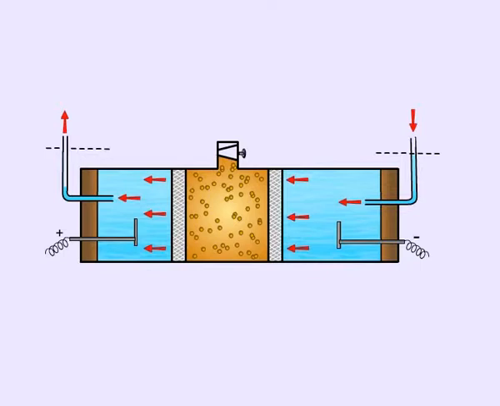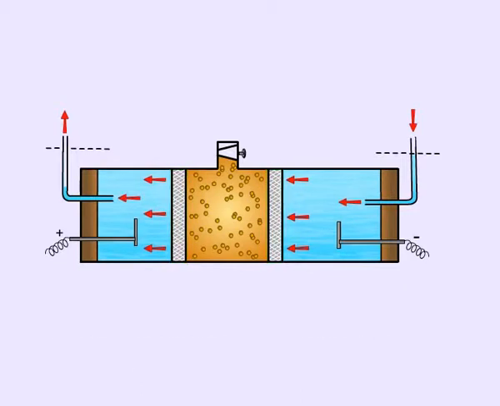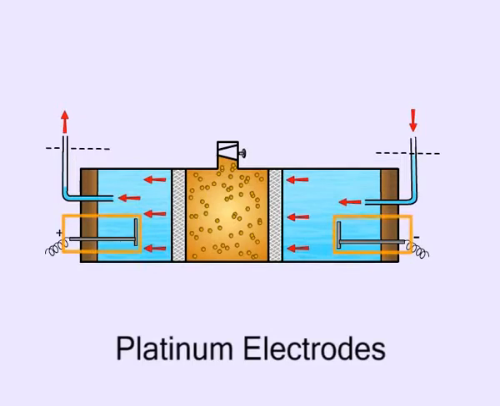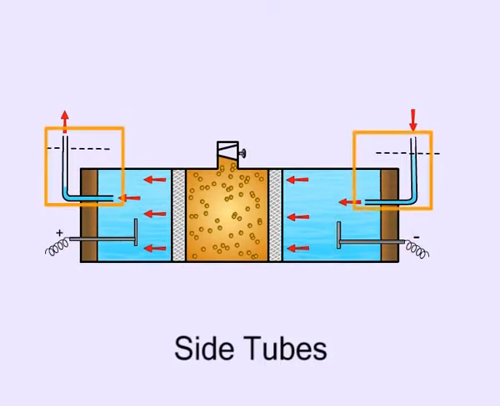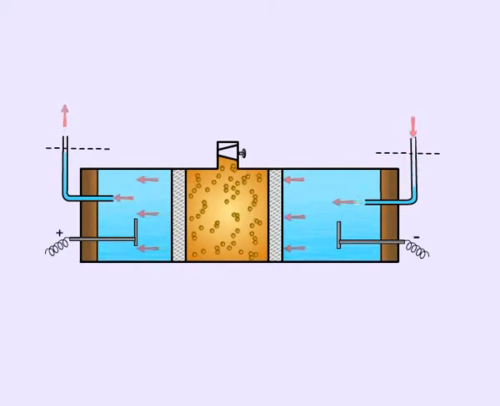Electroosmosis can be demonstrated with the help of the apparatus shown on the screen. The colloidal solution is placed between two partitions made by semi-permeable membranes. The outer compartments consisting of platinum electrodes and side tubes are filled with water. On passing electric current, water level begins to rise in one of the side tubes and falls in the other.